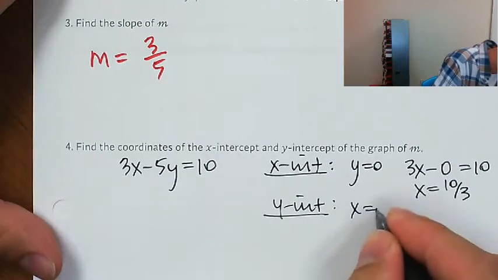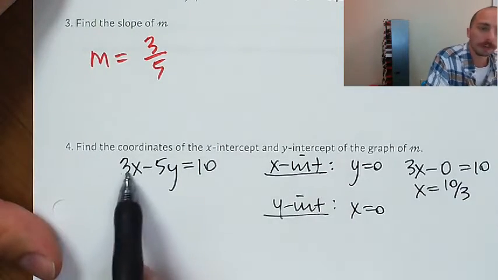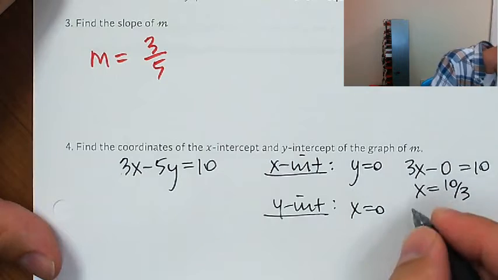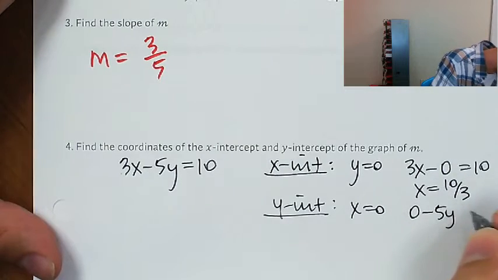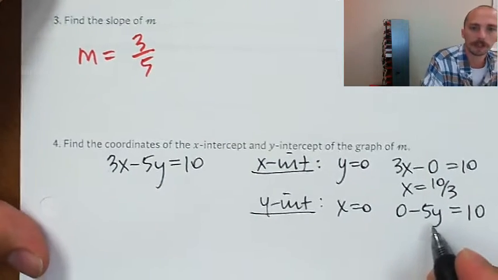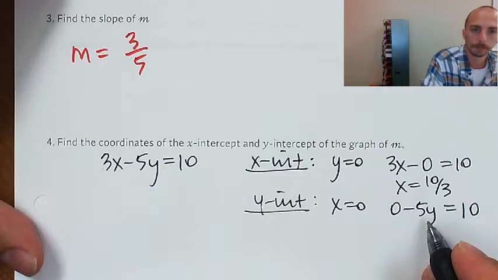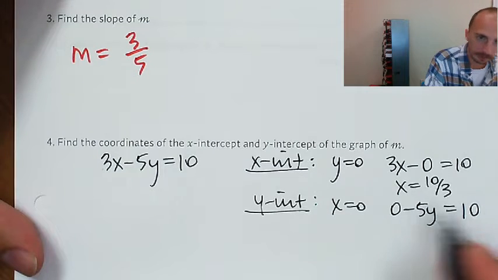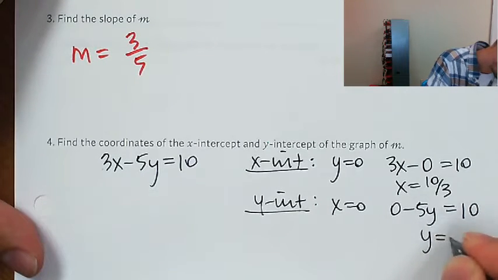Okay. And then for the y-intercept, I'm going to say that's where x equals 0. So 3 times 0 is going to be 0, minus 5y equals positive 10. I'm going to divide both sides by negative 5. And then I'll have 10 divided by negative 5 is negative 2.